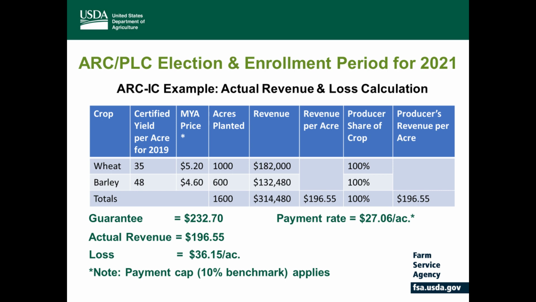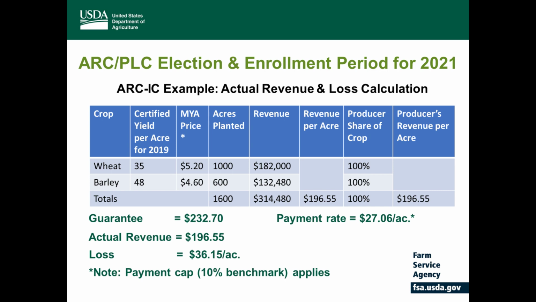$132,480. Our total revenue on the farm is $314,480. To get down to our revenue per acre, we would need to take that divided by our total planted acres. So our revenue per acre is $196.55. That's our actual revenue for the farm. Now we want to compare that to our guarantee to see if we have a loss. And in this case, we do. Our guarantee was $232. Our actual revenue was $196. So our loss is calculated at $36.15 an acre.